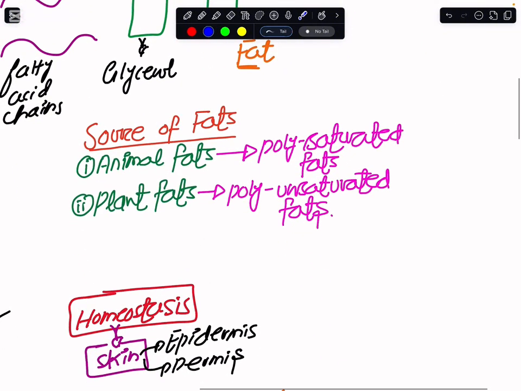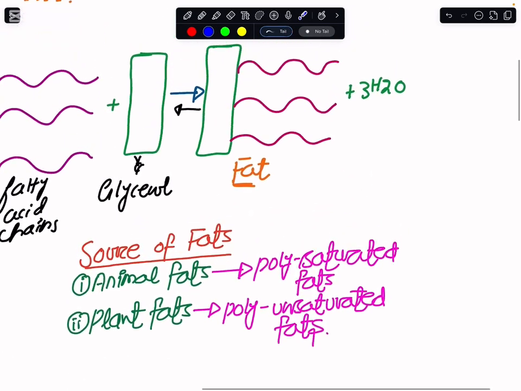Another question is, from where do we obtain the fats? The fats are obtained from animals, and fats can also be obtained from plants. Like cheese, butter, and cream are animal fats. Coconut oil and olive oil are plant fats. The question then is what we should name them.